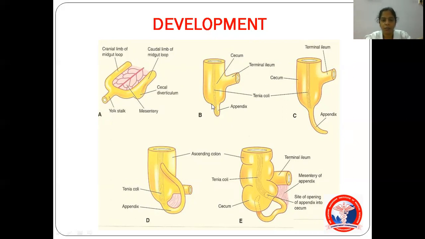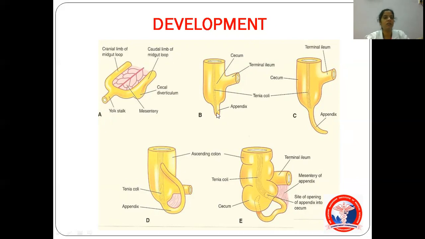Later on, this appendix will grow, and it may pass retrocecal or pelvic, that depends. Simultaneously, the cecum will also be developing. We discussed various types of cecum, like the fetal type and infantile type. So after the circulations arise, this appendix position will be constant.